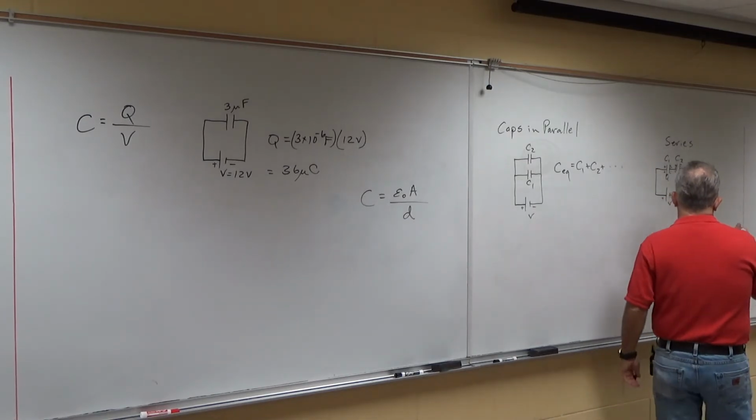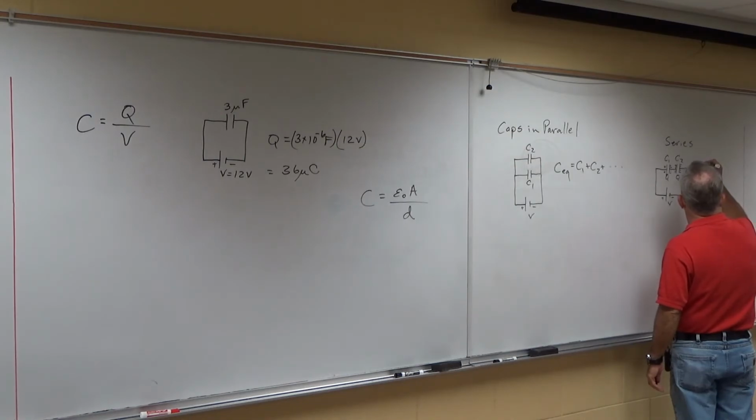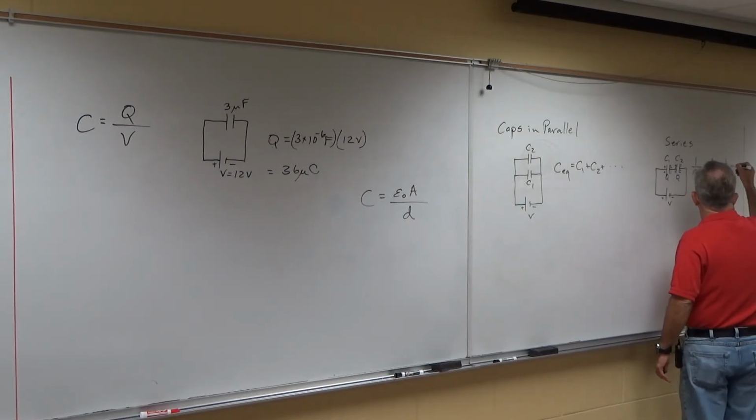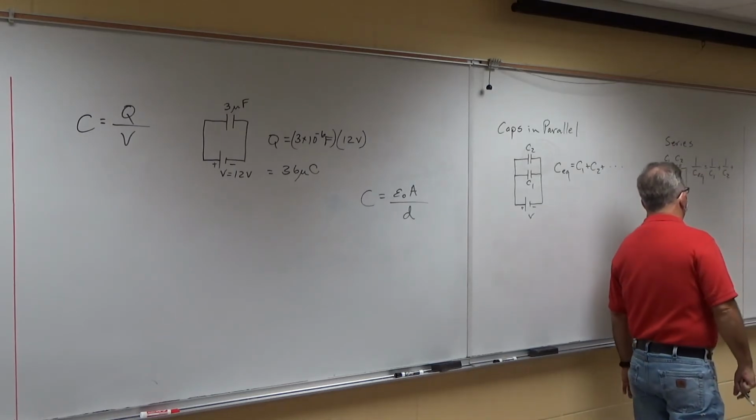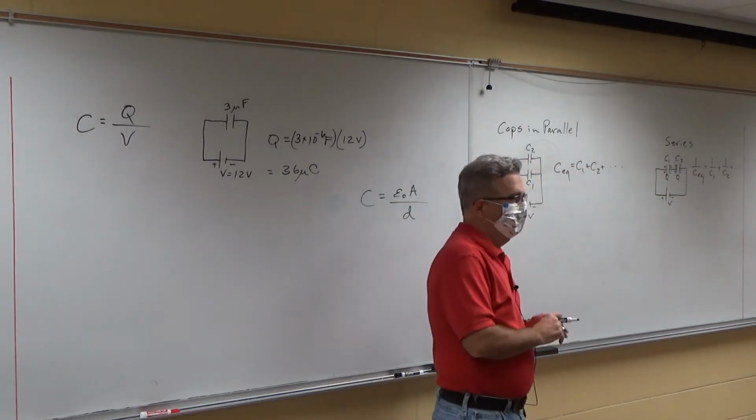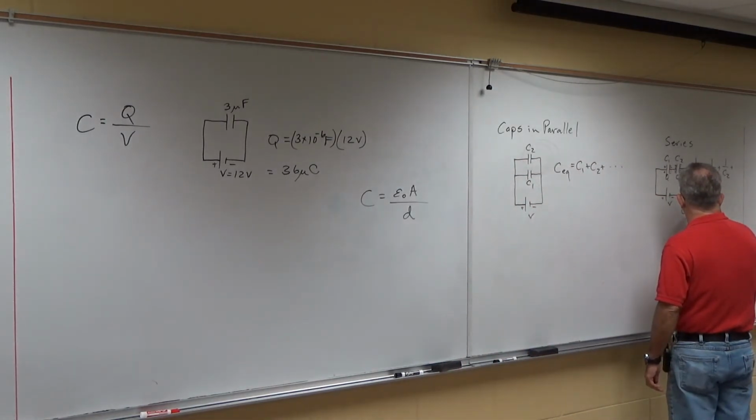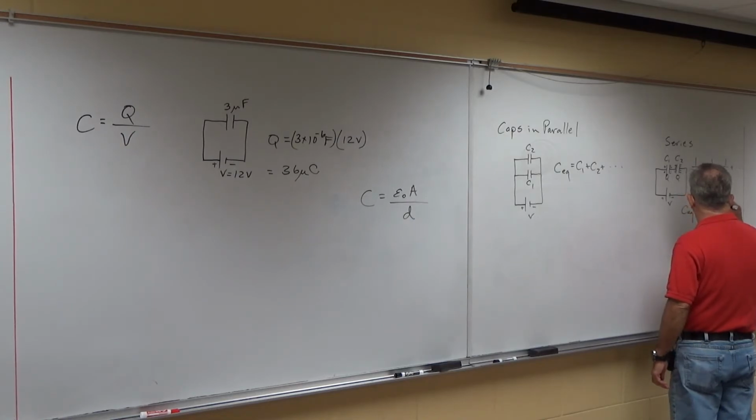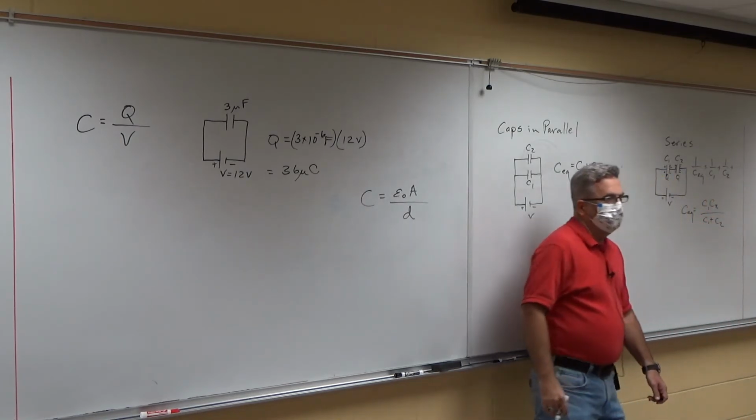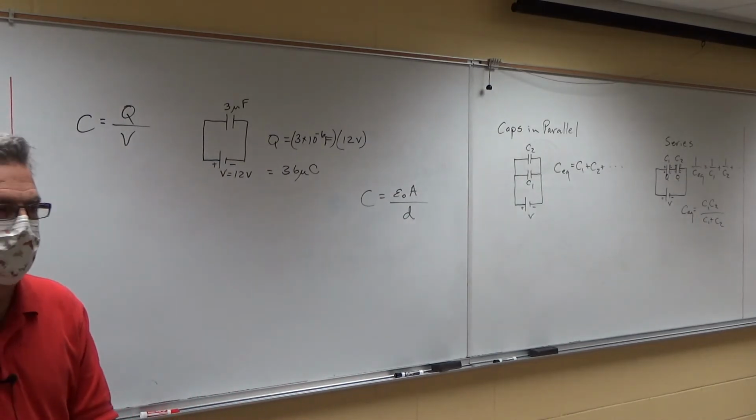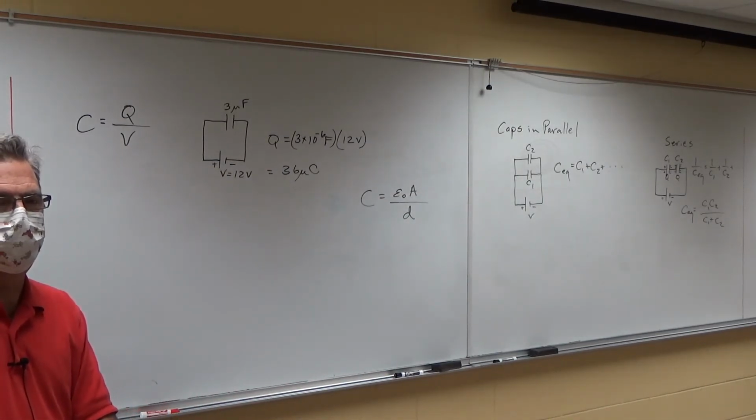And they add up just like resistors in parallel. So 1 over C equivalent is equal to 1 over C1 plus 1 over C2 plus dot, dot, dot, as many as you have in series. And you can solve this. I like to use this: C equivalent is equal to C1 C2 over C1 plus C2. So if you can remember series and equivalent for resistors, you just do the opposite for caps.